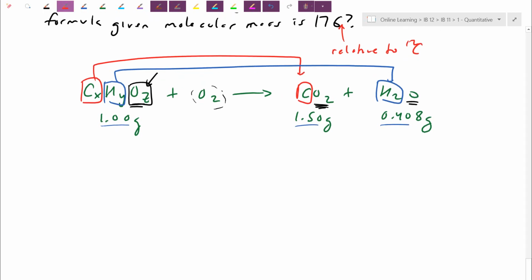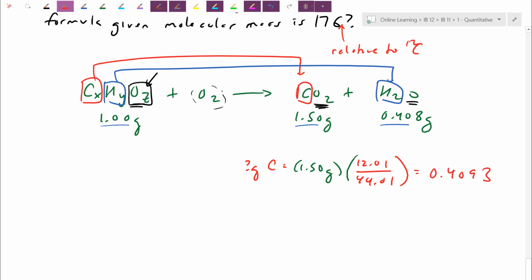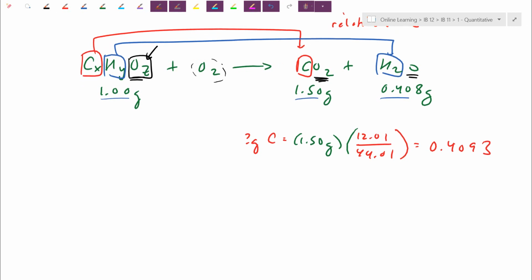All right, so let's try it out here. Let's find how many grams of carbon. Again, the easiest way of doing this is using percent composition. This time it's 1.50. That was different from earlier. In my carbon dioxide, carbon has a mass of 12.01. The whole mass is 44.01. So 1.5 times 12.01 divided by 44.01. This gives me 0.4093. You can be a little more sloppy with sig figs because ultimately I'm going to round to 1 digit.